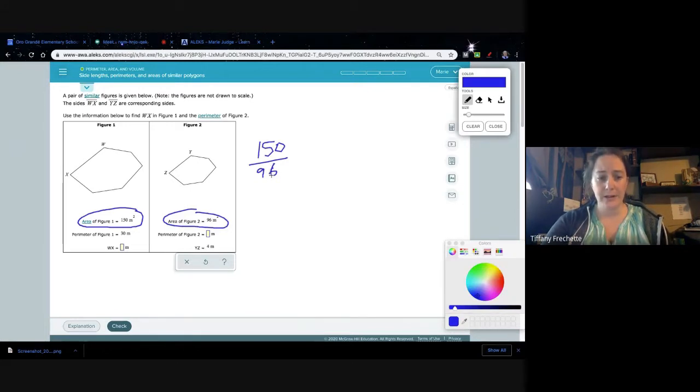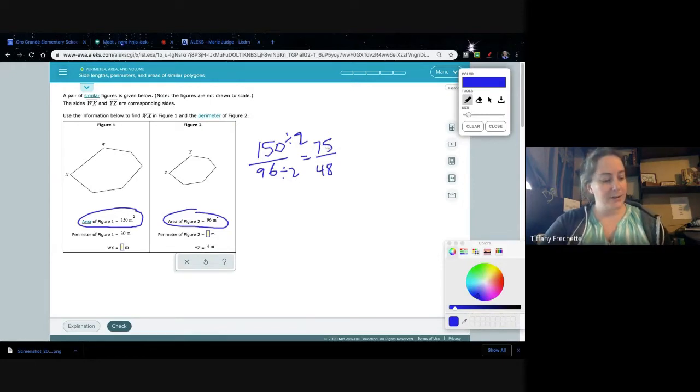Or we would need to take the square root, but let's go ahead and reduce it first. Let's see, when we divide by 2, we get 75. And then what's 96 divided by 2? Sorry, I'm doing this on another calculator over here. 48. So you can grab this calculator too. I was just doing it on a separate calculator.